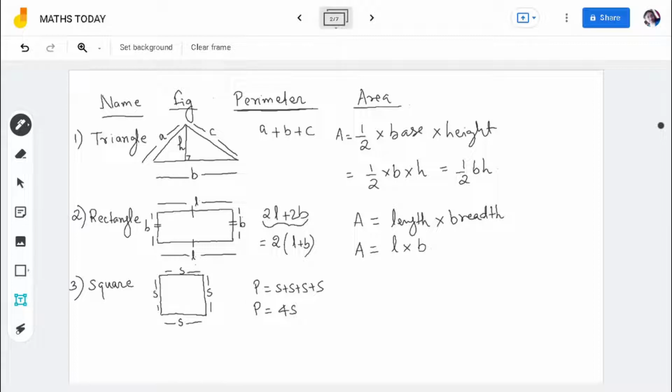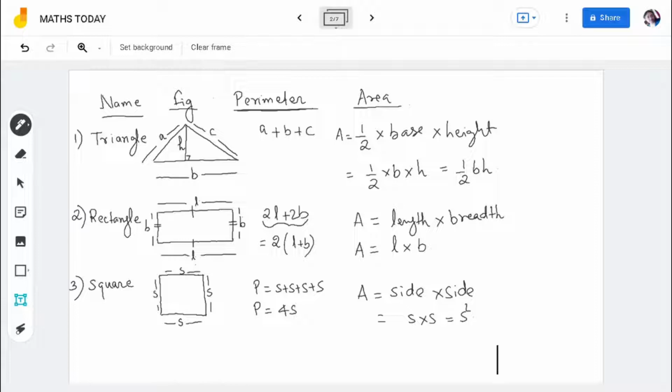Now, as we have found out the area of the rectangle, similarly we have to find out the area of the square. Here we have multiplied 2 of its adjacent sides. Here also we have to multiply 2 of its adjacent sides. So here the 2 adjacent sides are S and S. So we can write side into side, which is equal to S into S, which is equal to S square. So this is the formula for finding the area of the square.